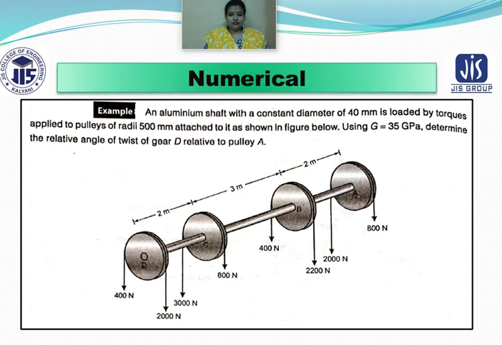And what you need to determine is the relative angle of twist of gear D relative to pulley A. So you can see this is the gear D. How much angle of twist you are providing to gear D relative to pulley A. So you can see a series of gears has been attached. I mean to say the pulley has been there of radius 500 millimeter, and modulus of rigidity has been considered as 35 gigapascal. Now let's move to the solution.